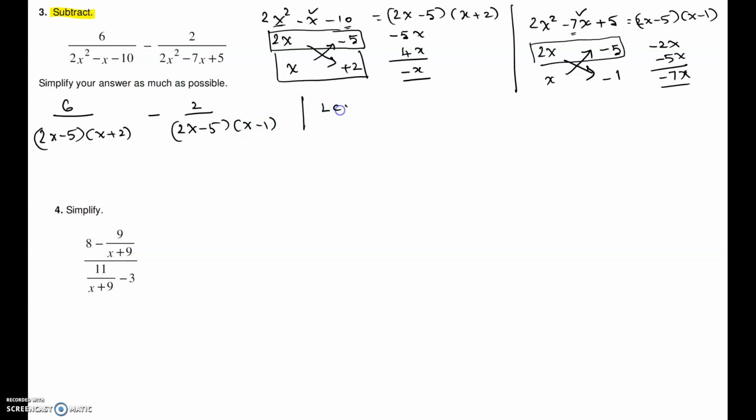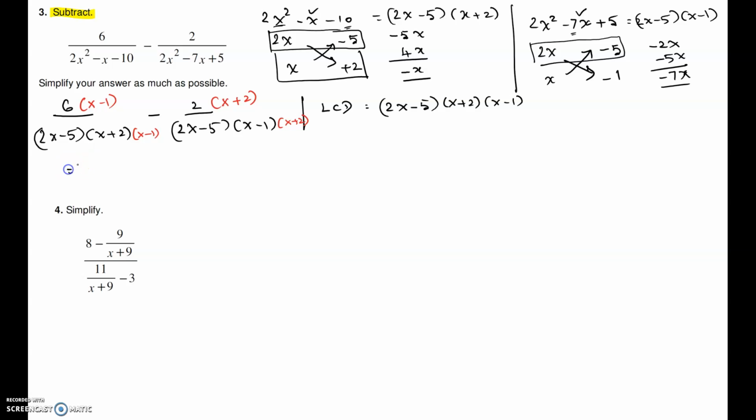Here the LCD happens to be, you have to look at all the denominators. 2x minus 5 is common, so it is part of the LCD. Then x plus 2 times x minus 1. Now we have to make the denominators equal, which is the least common denominator. So in the LCD, for the first denominator, we are missing x minus 1. So multiply by x minus 1. For the second denominator, we are missing x plus 2. Multiply by x plus 2.